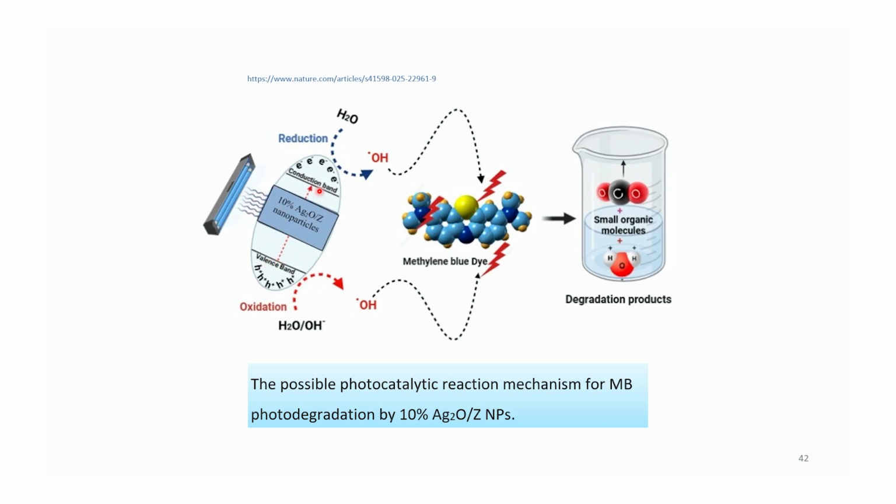your electron is getting excited from valence band to conduction band, and then that will break down your water into a hydroxyl anion and hydroxyl radical, and these will go on to degrade your methylene blue dye, and that will result in the release of non-toxic degradation products. So your methylene blue dye will be broken down into small organic molecules that are not that toxic.